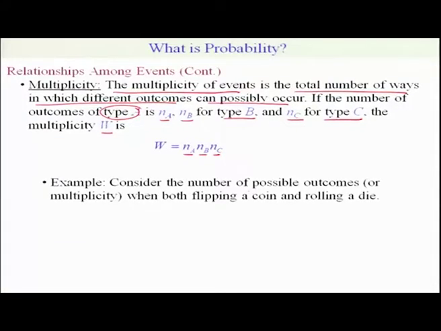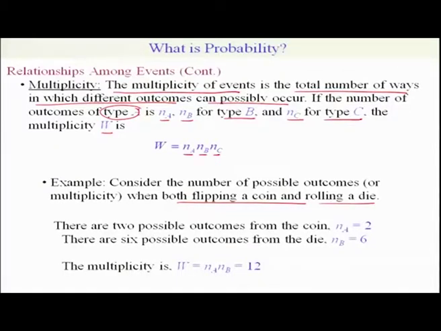Now, consider the number of possible outcomes when both flipping a coin and rolling a die. Okay, these are independent events, right? Flipping a coin is completely unrelated to rolling a die. Now, if you consider the possible outcomes of the coin, there are two possible outcomes, either you can get head or tail. And if the die has 6 faces, let us assume that is fair, that means you have 6 possible outcomes.